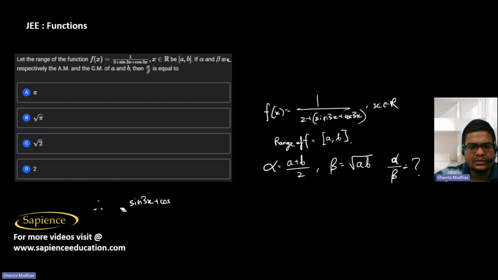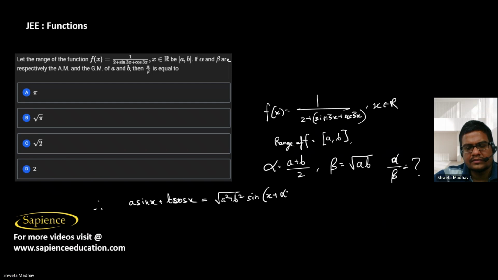as you know that the rule is that a sin x plus b cos x can be written as square root of a square plus b square into sine of x plus alpha, where alpha is tan inverse of b by a. So then it can be written as square root of a square plus b square sine of x plus alpha.